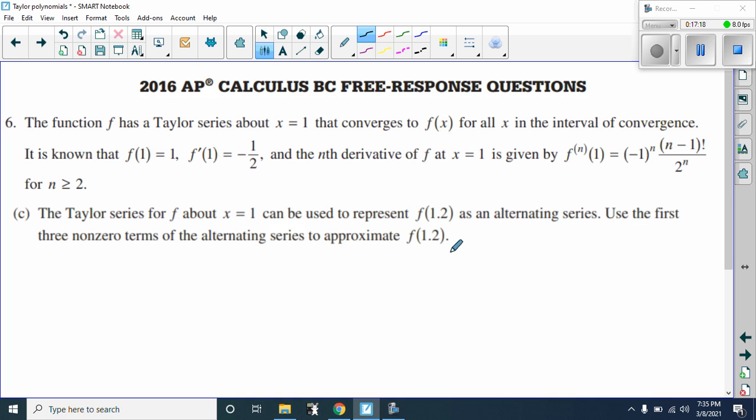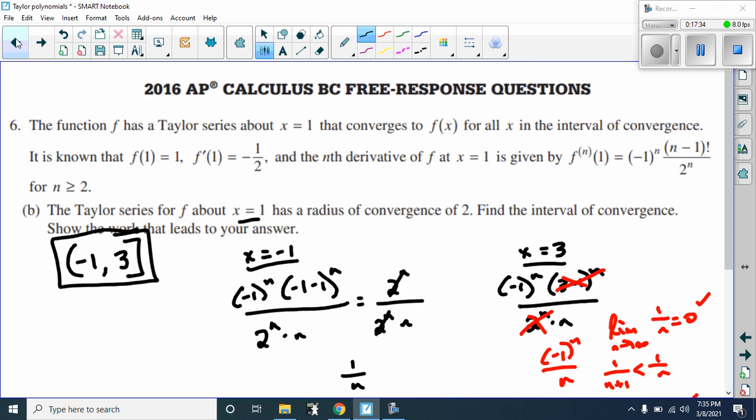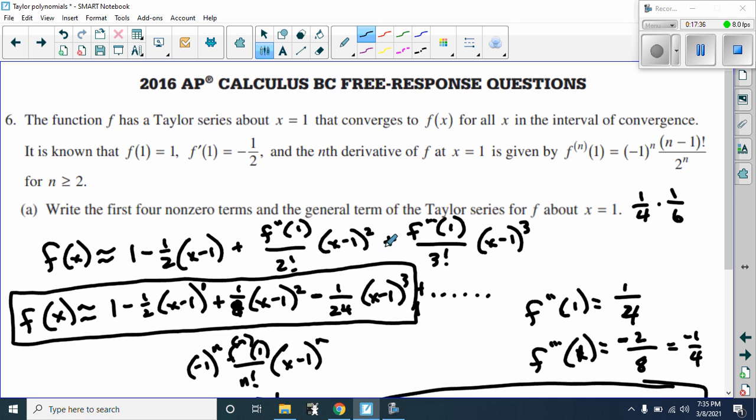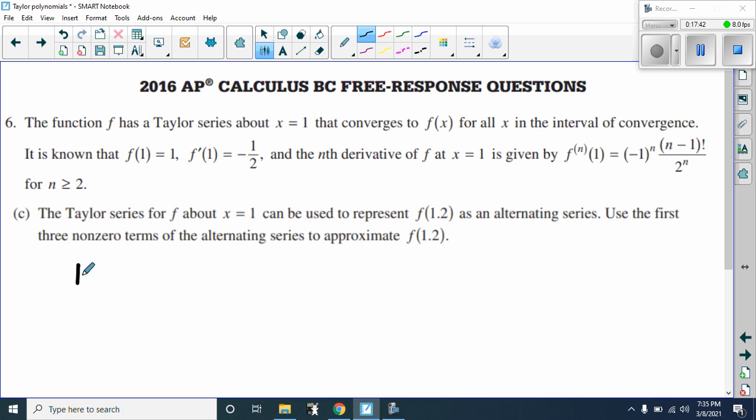Part C. Part C says the Taylor series for f about x equals 1 can be used to represent f of 1.2 as an alternating series. Use the first 3 non-zero terms of the alternating series to approximate f of 1.2. So here's our alternating series that it was asking for. So we've got 1 minus 1/2 times x minus 1 plus 1/8, not 1/4, 1/8 times x minus 1 squared. It wants the first 3 non-zero terms, and our x value is 1.2.